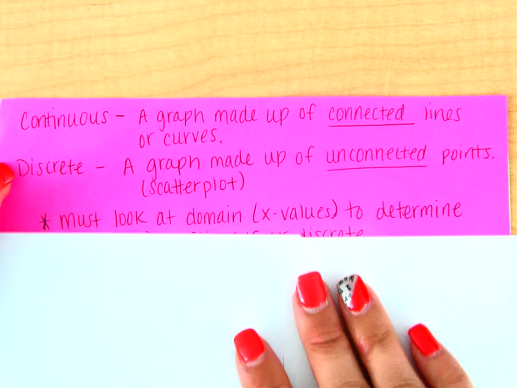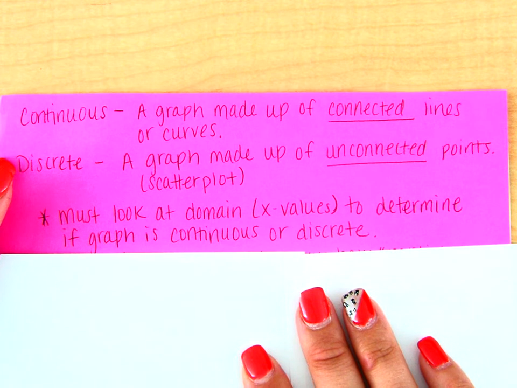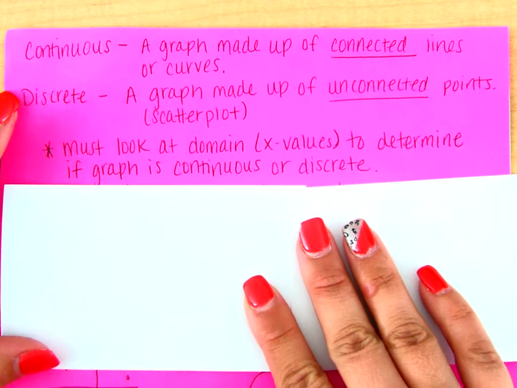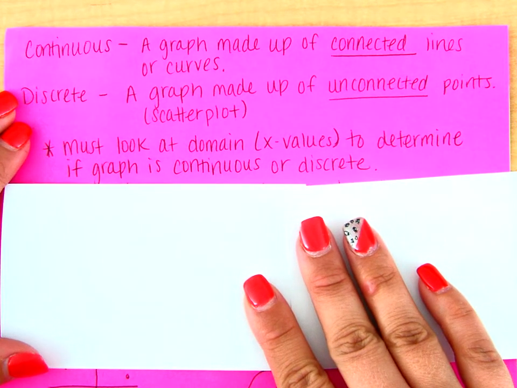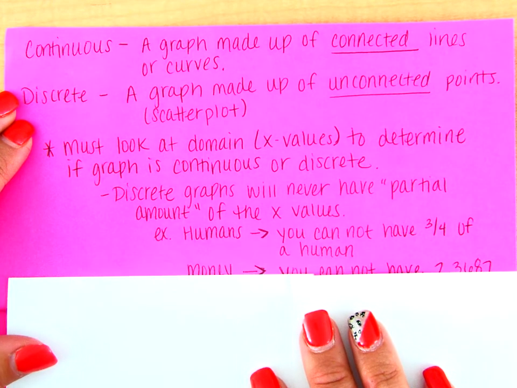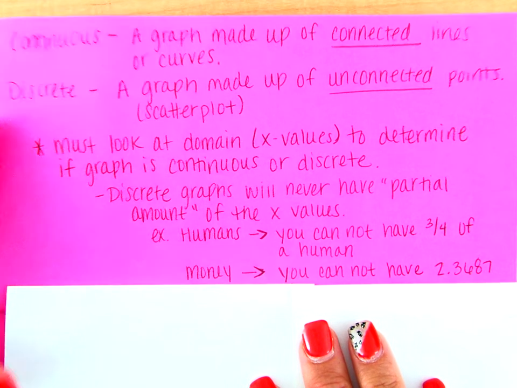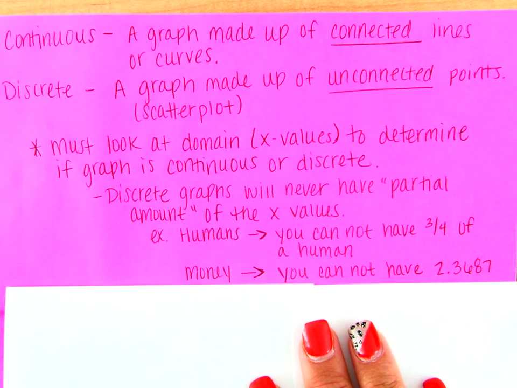So moving on, you must look at your domain, which is your x values, to determine if the graph is continuous or discrete. So make sure you have that copied down. Discrete graphs will never have partial amounts of x values. And I know that kind of sounds confusing. What we mean is, if you look at your x values, or your domain, you ask yourself, can I take partial amounts of that?